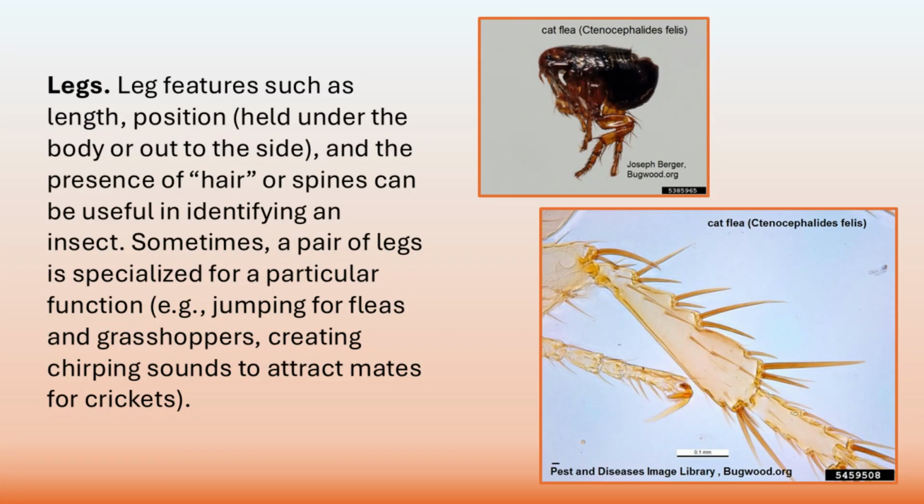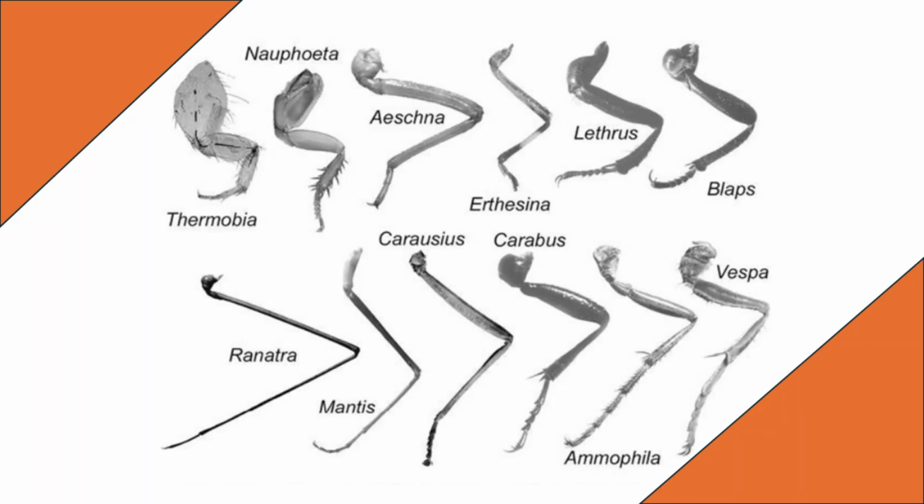Legs. Leg features such as length, position, held under the body or out to the side, and the presence of hair or spines can be useful in identifying an insect. Sometimes a pair of legs is specialized for a particular function, e.g. jumping for fleas and grasshoppers, creating chirping sounds to attract mates for crickets. In the current image here, you're seeing several types of leg structures for insects. Take a few moments to review these leg structures.